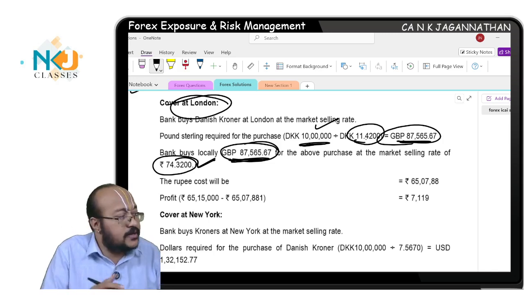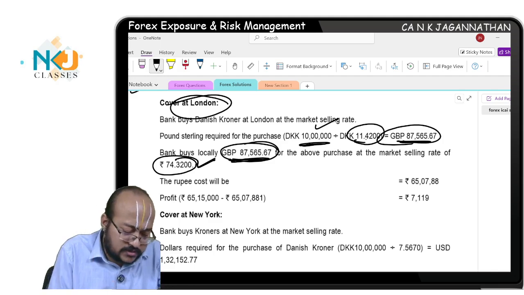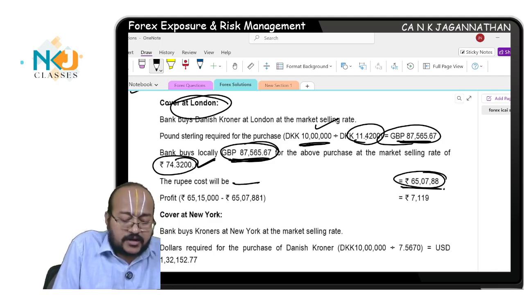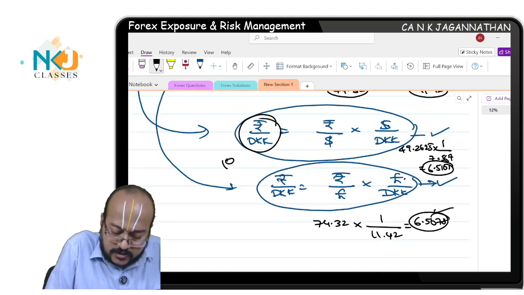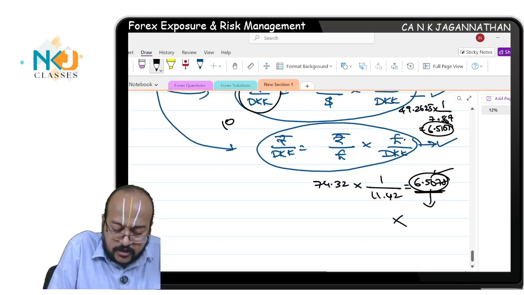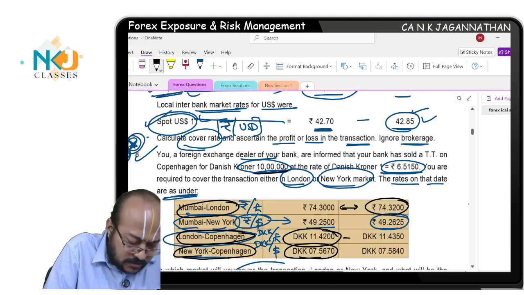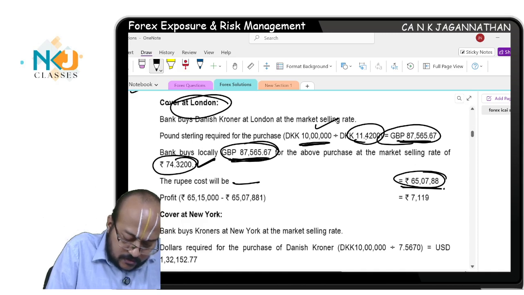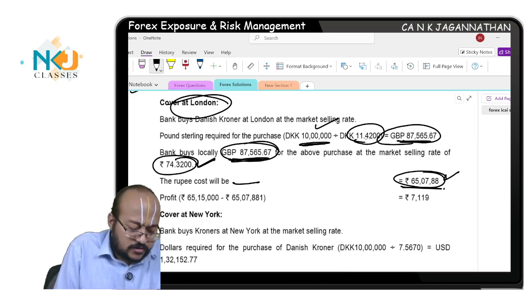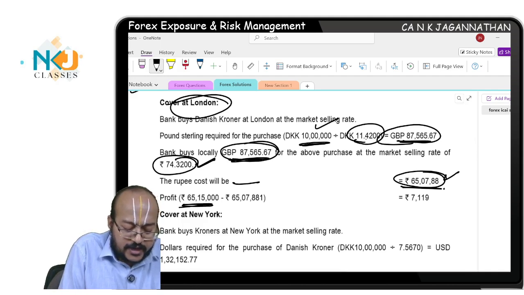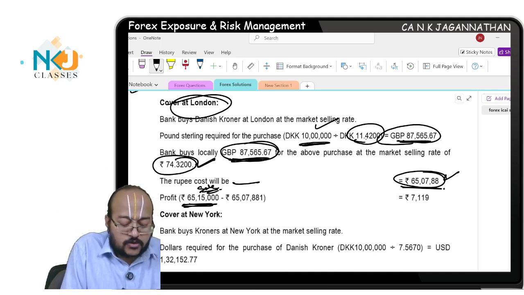With the rates I explained here, in total the amount is the same. The rupee cost effectively will be 65,07,888. Very simple. This rate you got, 6.5078, into 10 lakhs you apply, you will get 65 lakhs 800, rounding off, 880 is what they have given in the solution. No issue, it is rounding. So how to compute profit? Under the London option, if you convert it to pound, what will be the profit? 65 lakh 15,000 is the sale value. DKK you sold. For purchasing DKK you invested 6507.